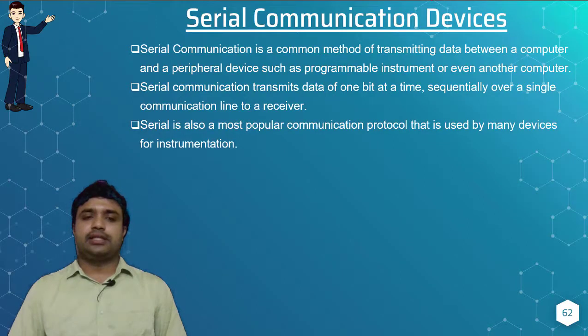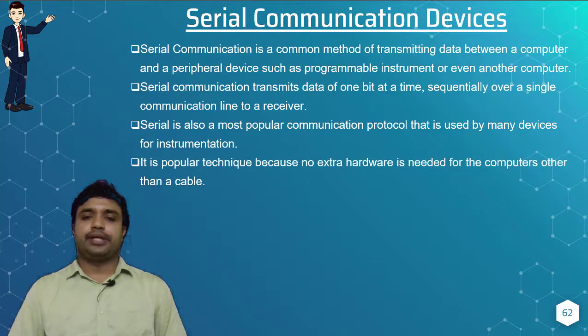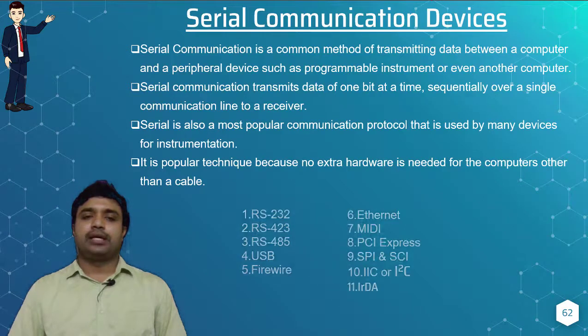Serial communication is considered to be the most popular communication protocol, used in many devices for instrumentation. It is a popular technique because serial communication devices do not require any extra hardware to be accessed or used. These are some of the different serial communication protocols which are considered to be useful. RS-232, RS-423, and RS-485 are serial asynchronous communication mediums. RS stands for recommended standard, and USB implements both parallel and serial communication.